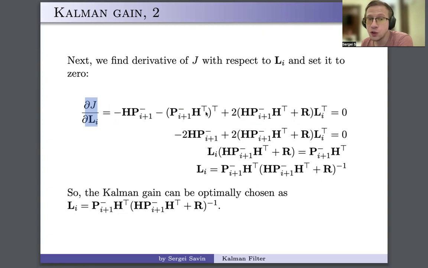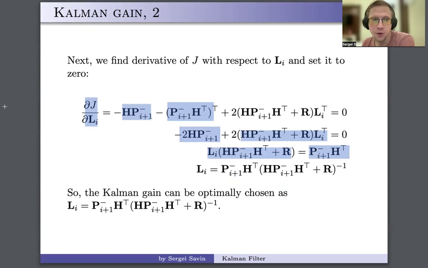And now what we can do is, this is the same as this, right? So it becomes this guy. I can divide by 2. Can take this to the right hand side. We have this expression here. We can transpose both of them. That's what we have.